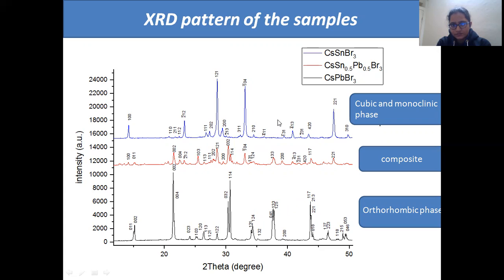But the sample CsSn1/2Pb1/2Br3, which has equal concentrations of lead and tin, is a composite material. We can see the peaks in the composite material have less intensity as compared to CsSnBr3 and CsPbBr3. It is due to the lower periodicity as compared to the two parent compounds.